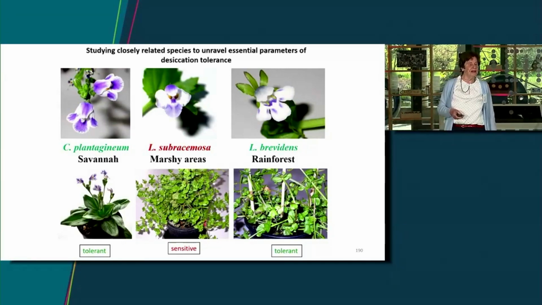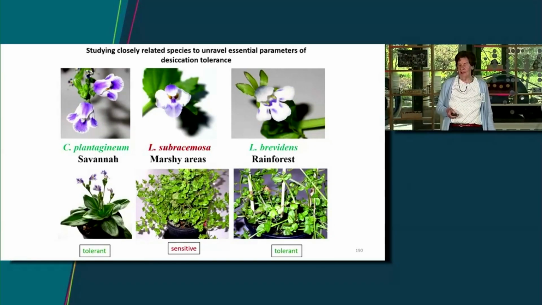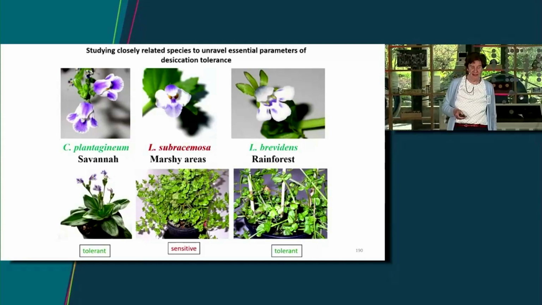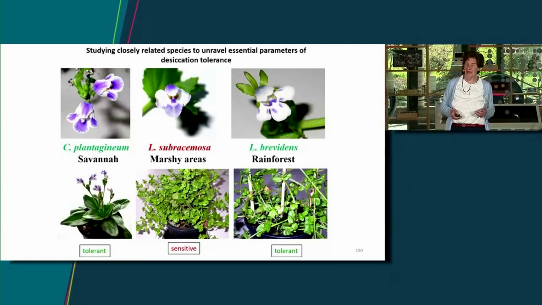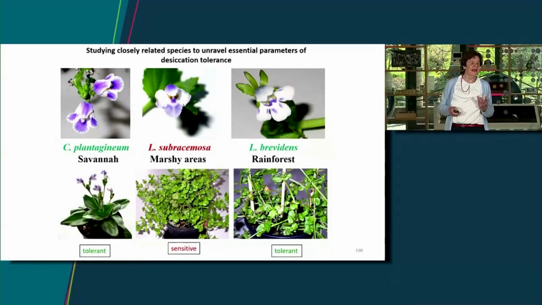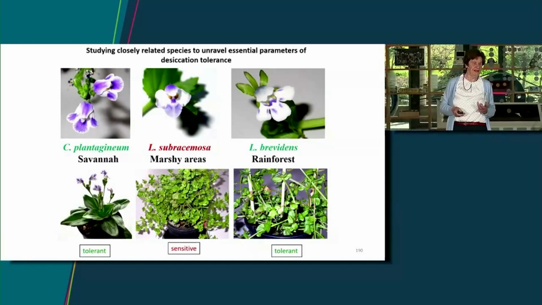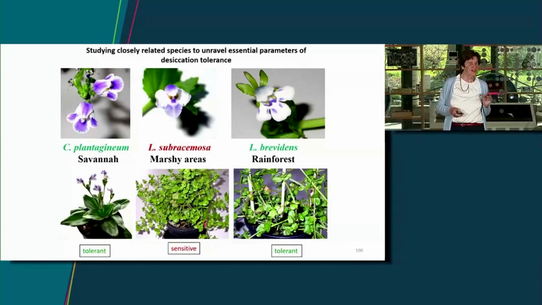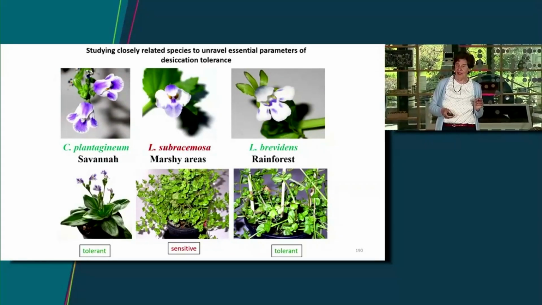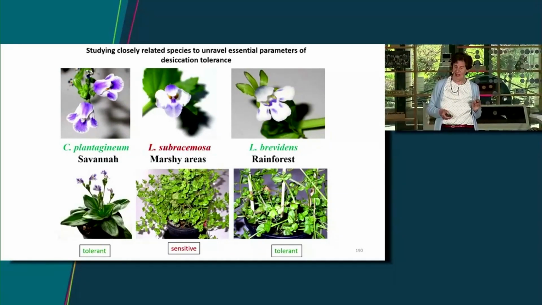So why did we also include these plants in our studies? Namely, because of Lindernia subracemosa, written here in red. And if you want to follow my talk, you will always see those plant names written in red which cannot desiccate completely. So you don't have to memorize the names. Whereas you will see the names written in green when the plant is desiccation tolerant.